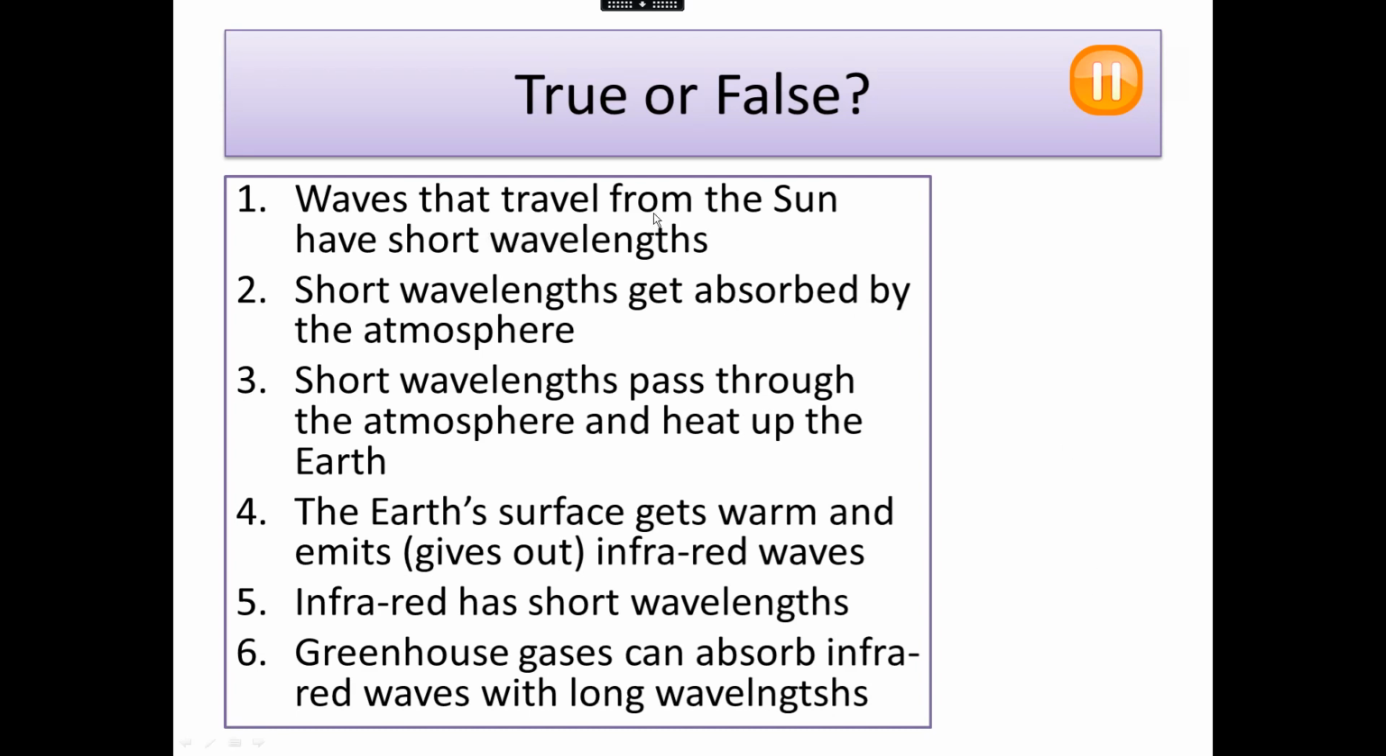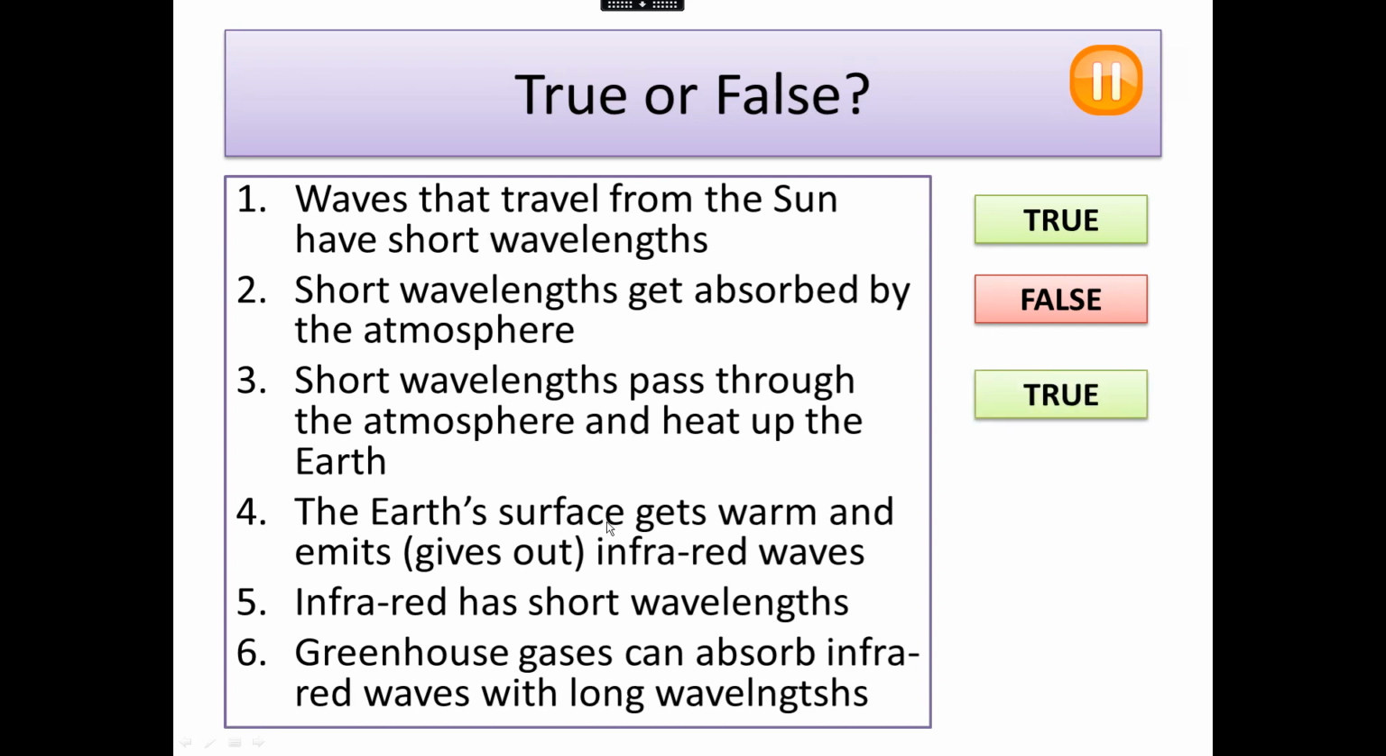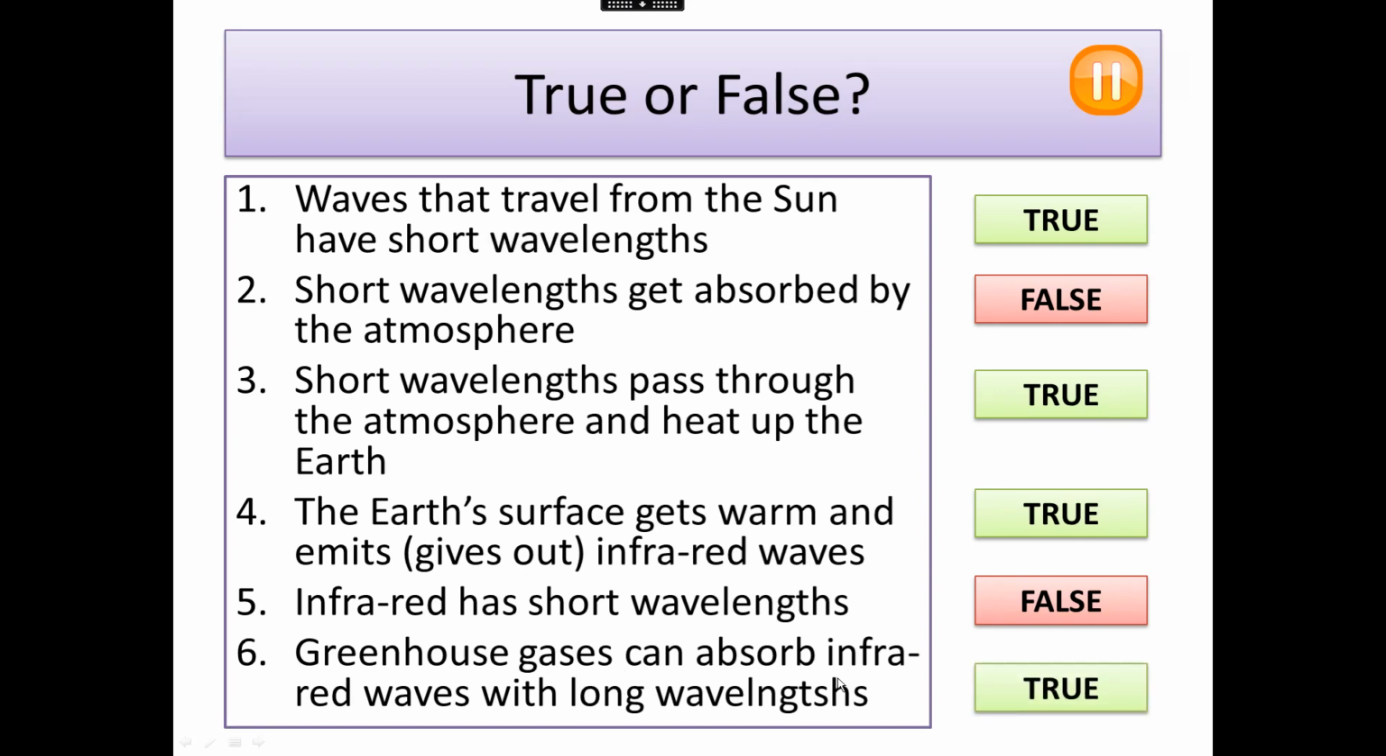Here we go. Waves that travel from the sun have short wavelengths. True. Short wavelengths get absorbed by the atmosphere. False. They pass straight through. Short wavelengths pass through the Earth's atmosphere and heat up the Earth. That is true. The Earth's surface gets warm and emits infrared waves. That is true. The Earth gets hot, it gives out infrared. Infrared has short wavelengths. False. It has long wavelengths. The greenhouse gases can absorb infrared waves with long wavelengths. True.